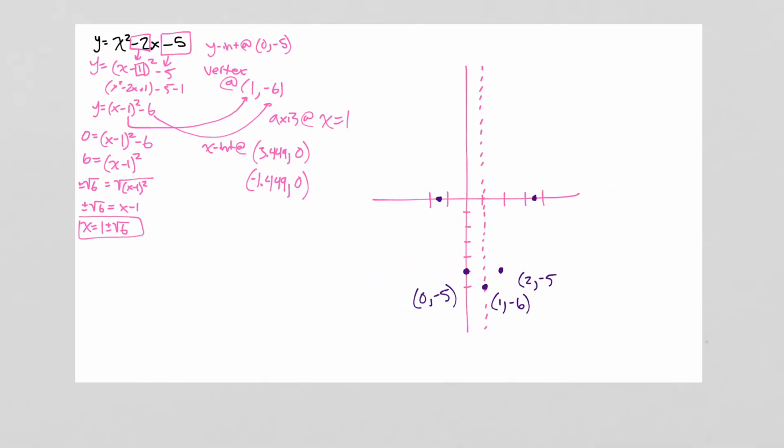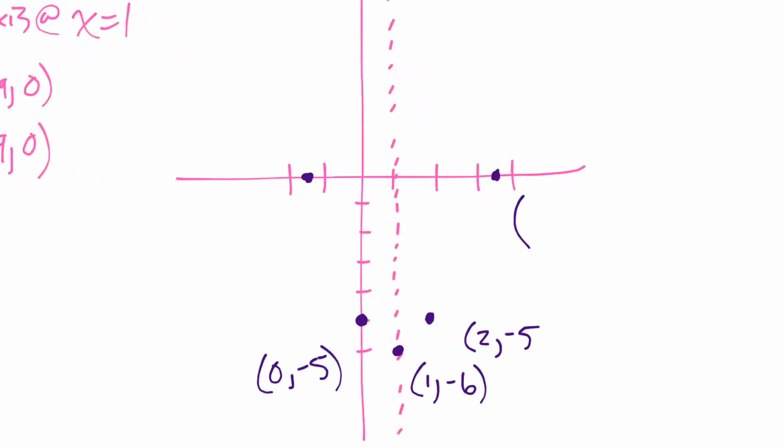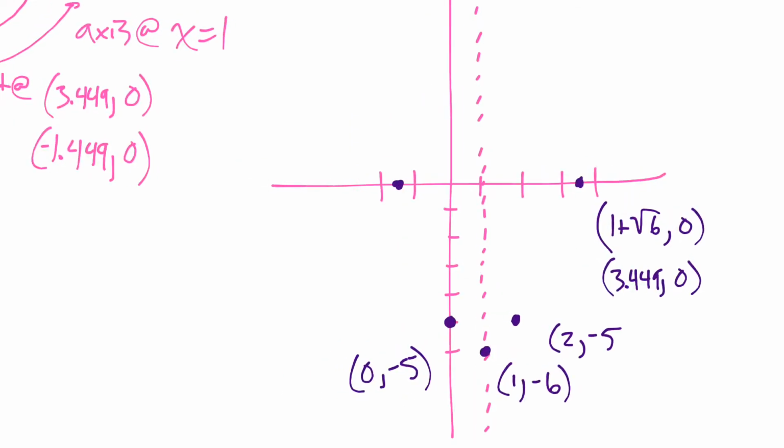You can label it with the exact values if you want to be super cool. We could call that 1 plus the square root of 6, 0. But we know that was really 3.449, 0. Either's fine there, 3 decimals or the exact value. And this one was 1 minus the square root of 6, 0, or -1.449, 0. So we have those points, and now we can sketch this graph in.